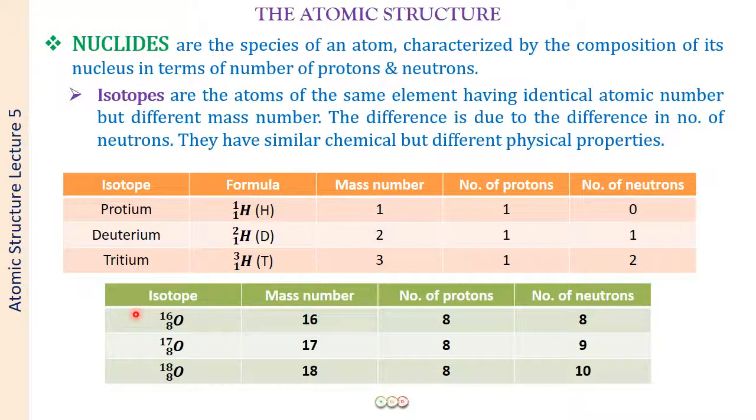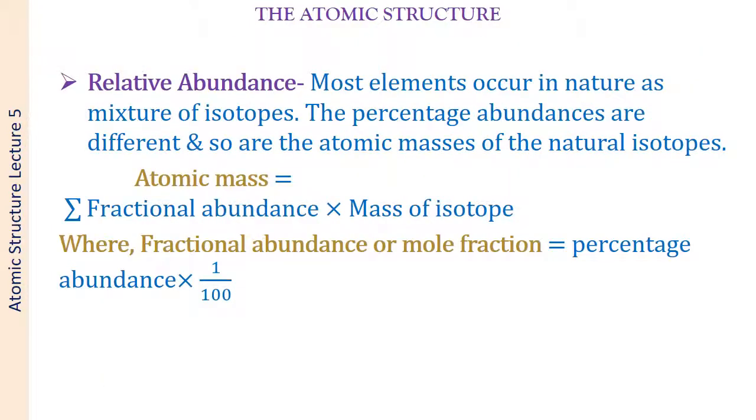Another example is of the isotopes of oxygen. We have isotopes of oxygen with the mass number 16, 17 and 18. The number of protons for all of them is 8, and the number of neutrons is different because the number of neutrons is mass number minus the number of protons. O16 will have number of neutrons to be 8, 17 has 9 and 18 has 10. So I hope you are clear with the isotopes, that they are the atoms of the same element having identical atomic number but different mass number.